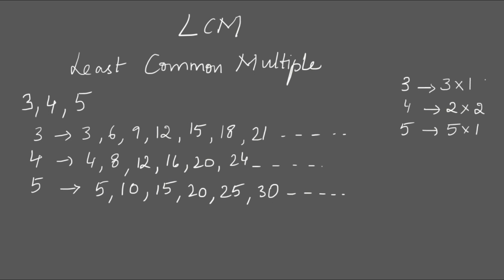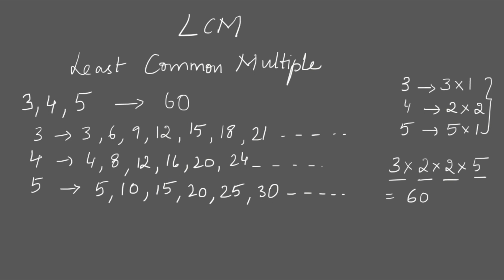Is there any common number here? There is no common number in the multiples. So we just multiply everything. 3 into 2 into 2 into 5, which becomes 3 into 2 is 6, 6 2's 12, 12 into 5 is 60. So the LCM of 3, 4, 5 is 60.